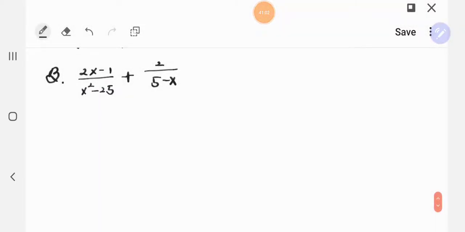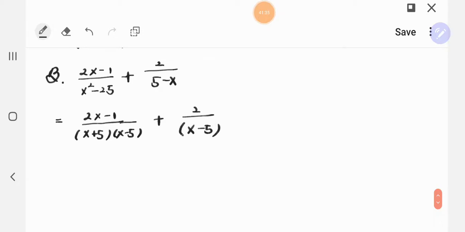Okay, letter B. For this, let's factor the denominators to find the LCD. This one is equal to 2x minus 1. The denominator of the first fraction is a difference of squares, so that will be x plus 5, x minus 5. Plus 2 over, the denominator of the second fraction is 5 minus x. If you switch x and 5, then we have the same factor, x minus 5, so we have to put the negative sign outside.